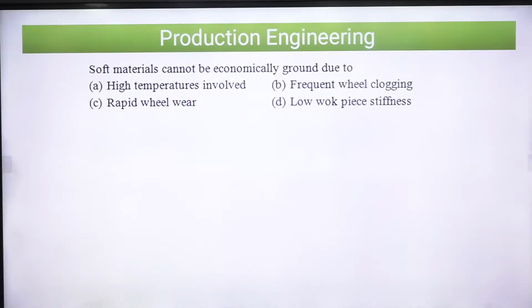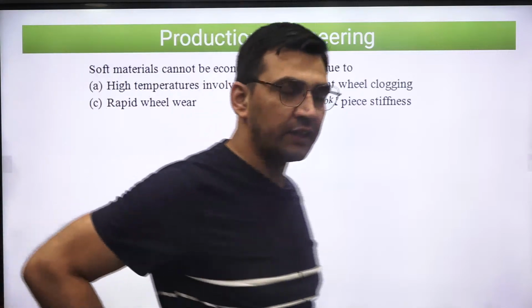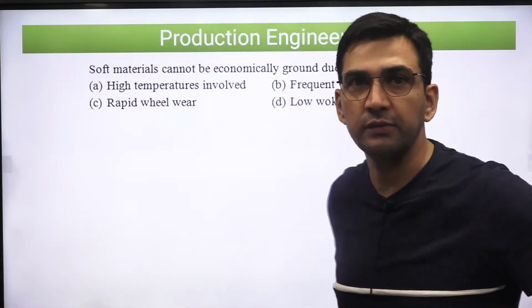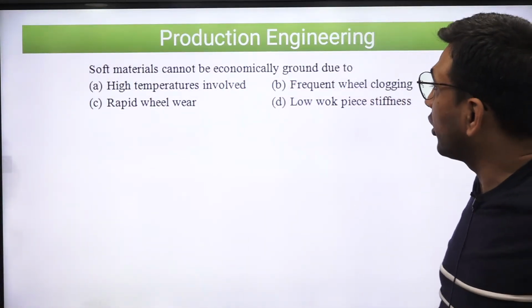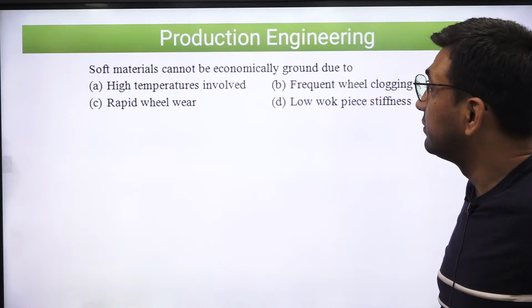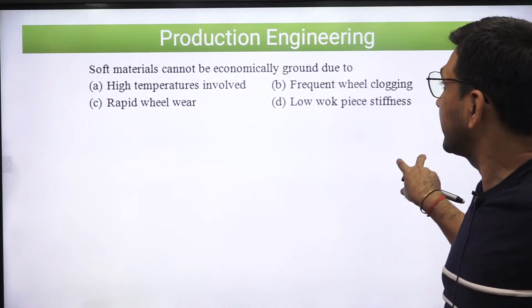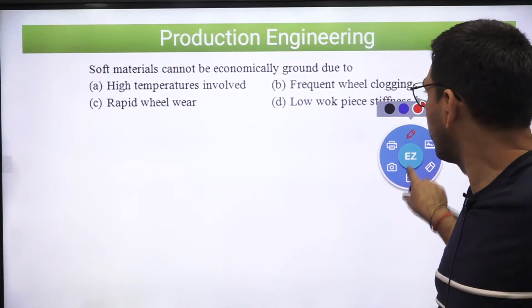Go through this one. Soft materials cannot be economically ground due to. Okay, ground mean grinding process. So what is the difficulty that we have in grinding the soft materials? So soft materials cannot be economically ground. क्या दिक्कत आती है while grinding the soft materials?